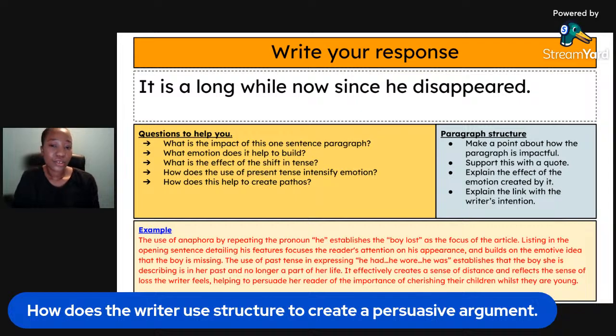Okay, the question's on the screen just to remind you. How does the writer use structure to create a persuasive argument? So it's there for your reference.